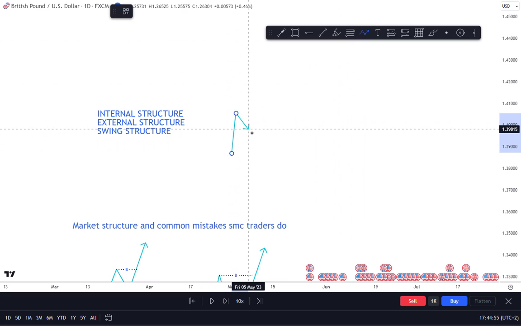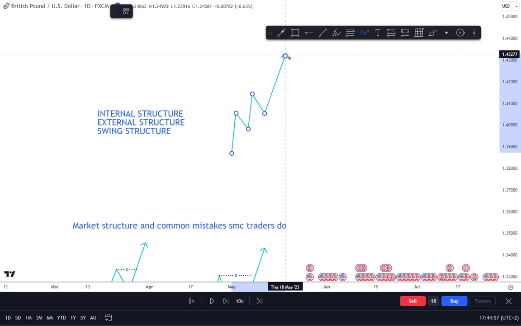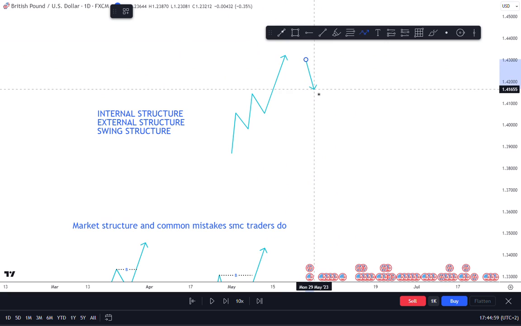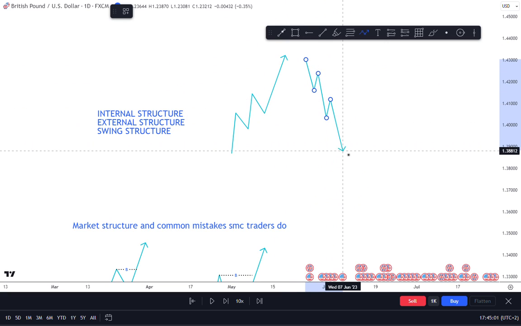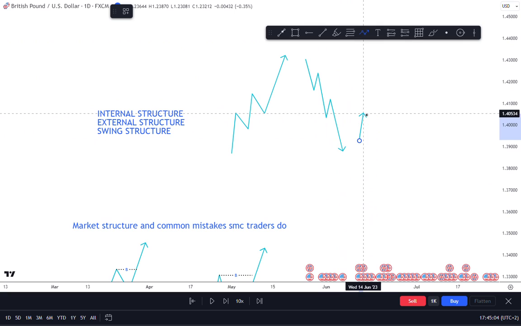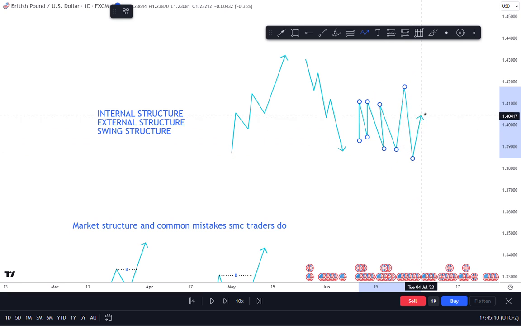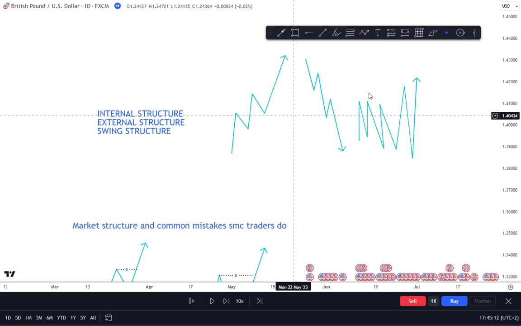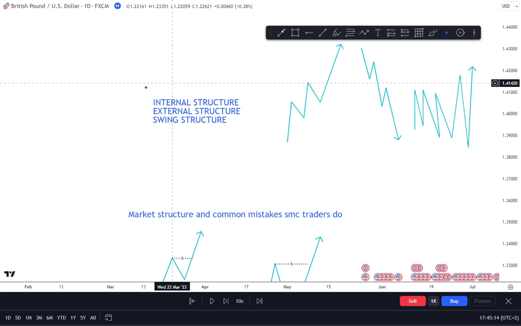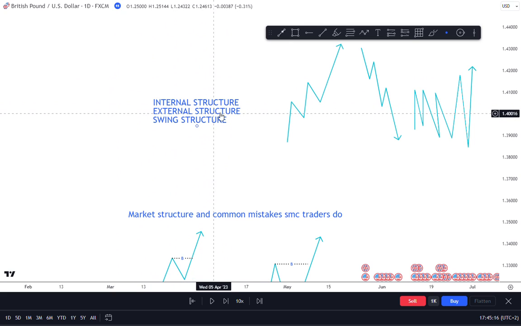In terms of trend, we have an uptrend, a downtrend, and a sideways market, wherein the market is not really going anywhere, it's just going up and down like this. So these are the types of markets that we have. When we are trading, you need to understand that you trade from external structure to internal structure.